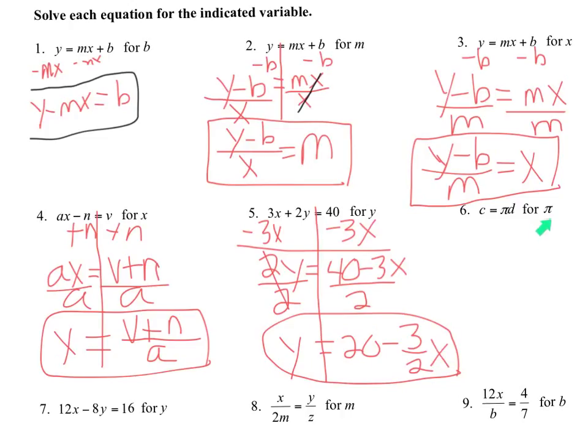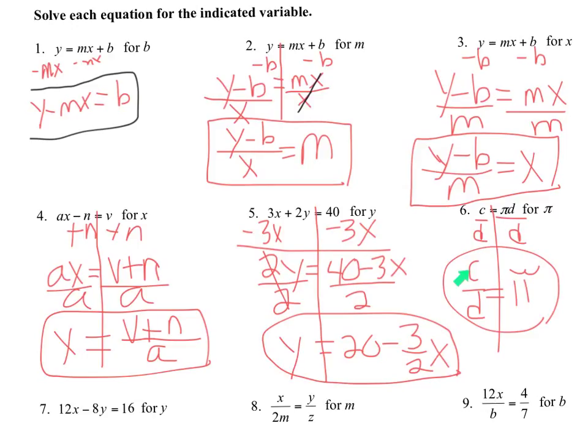On this one, we want pi by itself. This is going to be a real quick one. All we see is that d is multiplying to pi, so we're just going to divide by d. And this is actually a true equation. Circumference divided by diameter does equal pi, and that's how pi was invented.